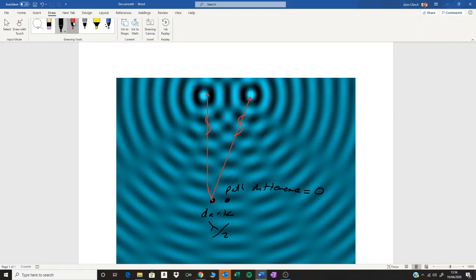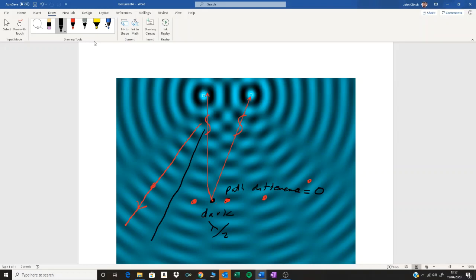Let's just colour code those a bit. So we'll use red for bright. So we've got bright here, bright here, bright here, bright here. All the way along that line, we've got strong wave activity. Whereas all the way along this line here, we've got low or no wave activity.